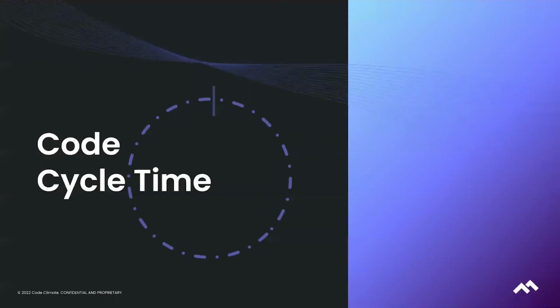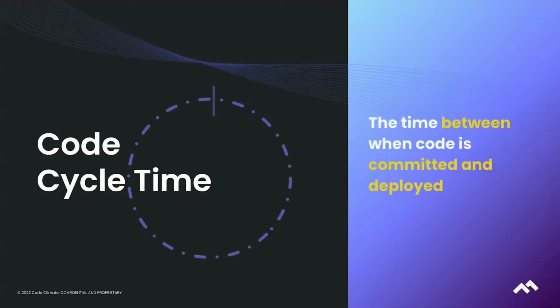First, what is code cycle time? It represents the duration between the first commit of the pull request being pushed to your favorite version control system and the deployment of that PR to production.